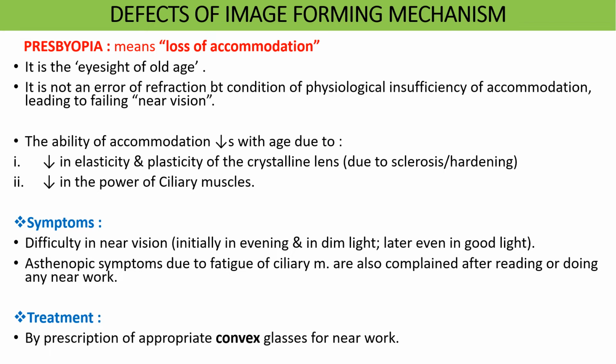The presbyopic person will experience difficulty with near vision. Initially, this will happen only in evenings and in dim light, but later it will happen all the time. The presbyopic person will have asthenopic symptoms also, like headache and fatigue, due to fatigue of the ciliary muscle. Presbyopia can be corrected by prescription of a convex lens for use during near work.